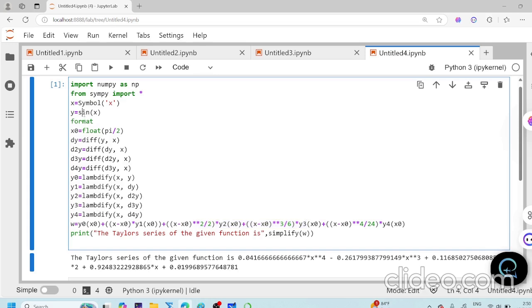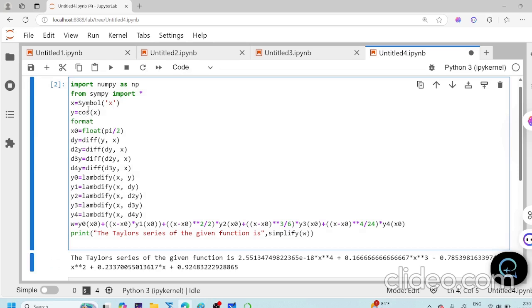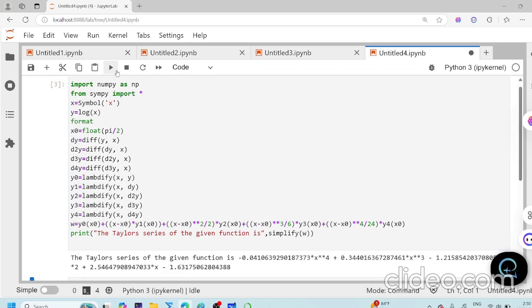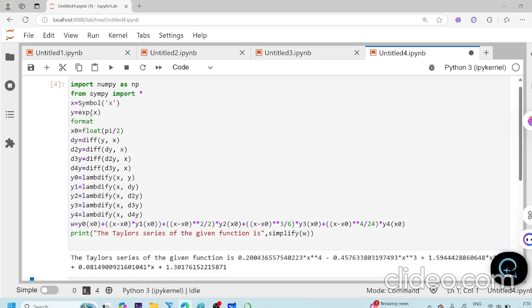See, if you want to write the expression or Python code for the Taylor series expansion of cos x, just replace sin x by cos x. You get the Taylor series expansion of cos x. If you want to write the Taylor series expansion of log x, let me check whether you get the output. Yes, we are getting the output. If you want to write the Taylor series expansion of exponential, then also we are getting the output. Just change the function y.